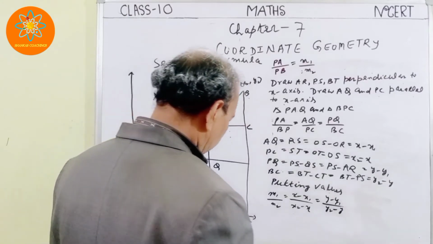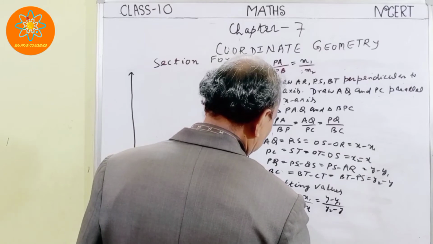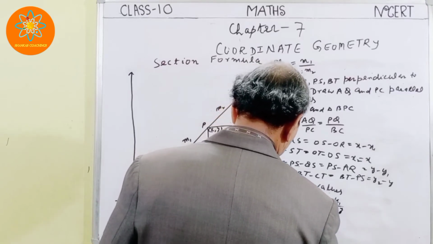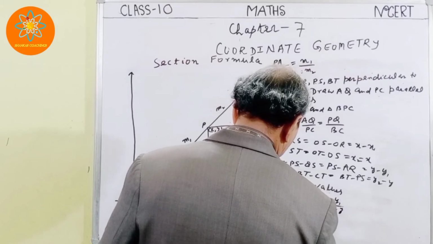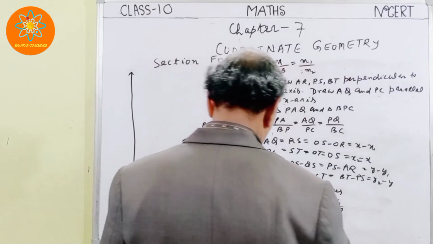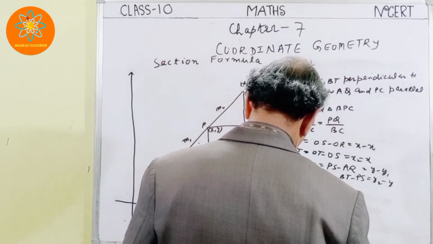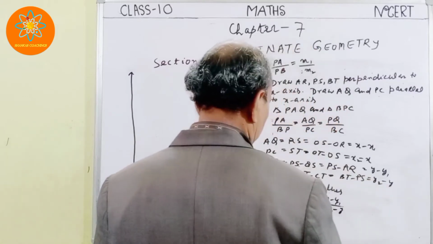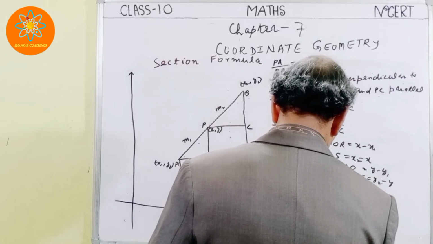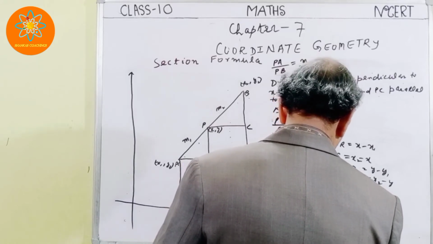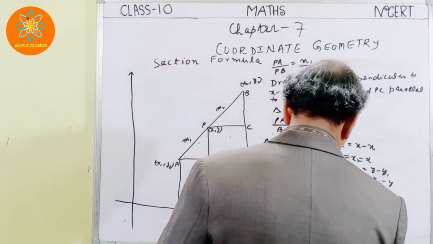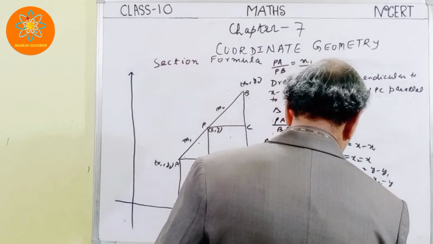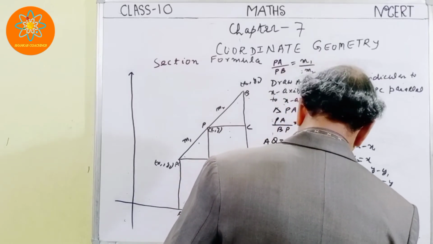So there will be two relations. First one is M1 by M2 is equal to X minus X1 divided by X2 minus X. From this we are getting X is equal to (M1 X2 plus M2 X1) divided by (M1 plus M2).